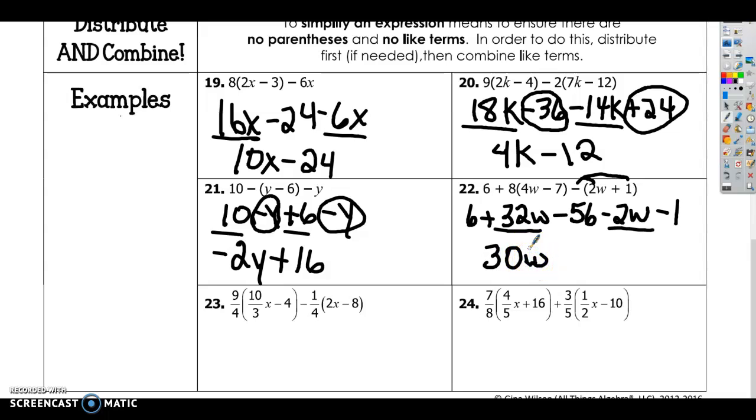And then I have 6 minus 56 minus 1. So 56 and 1 is 57, so I have negative 57 plus 6, which is negative 51. And my pen's going to quit working again.